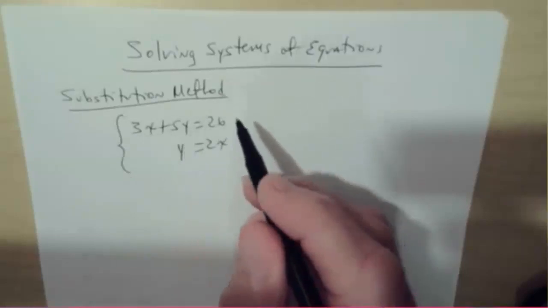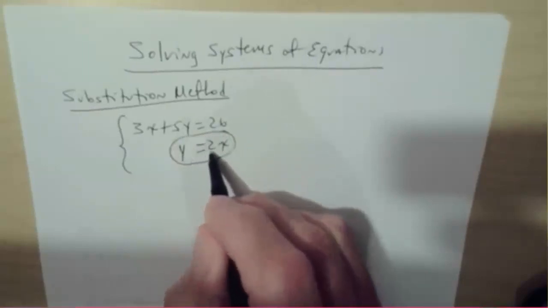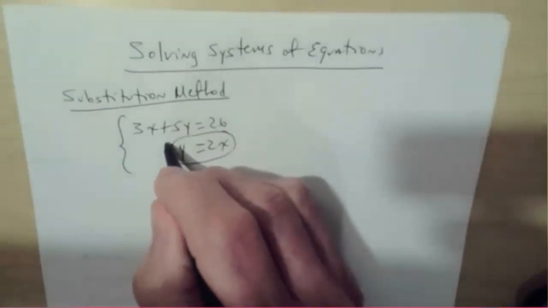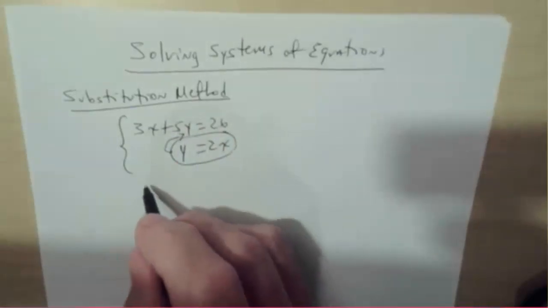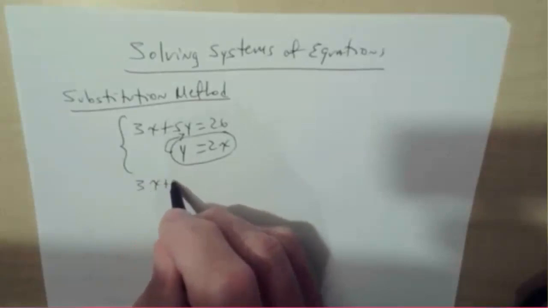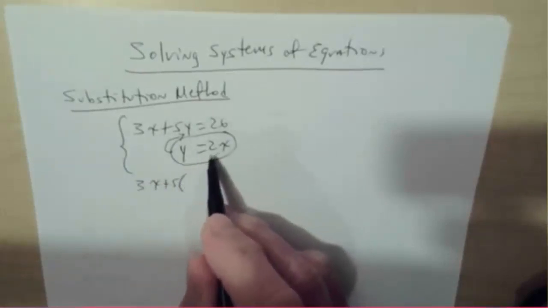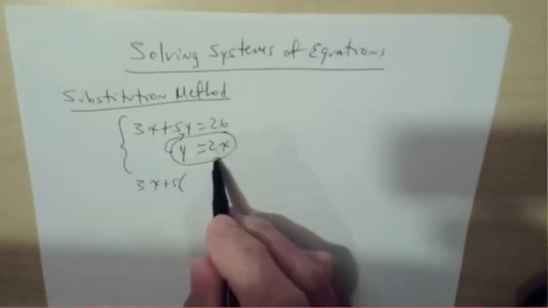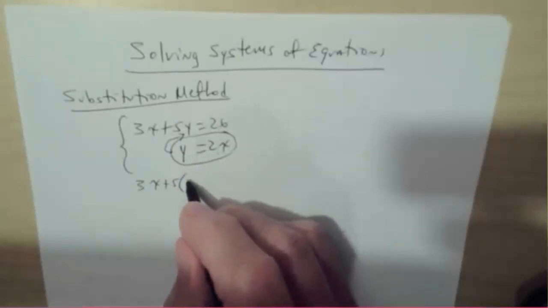What we're going to do is we're going to take this equation. It's already solved for y, so we're going to plug it into the other equation. So if we have 3x plus 5 times y, but instead of y, we're going to plug in 2x because y and 2x are the same. They're exactly the same. That's why it's called equals. Isn't that clever?